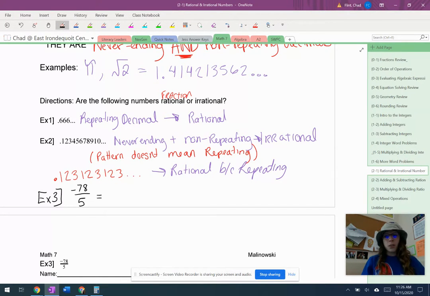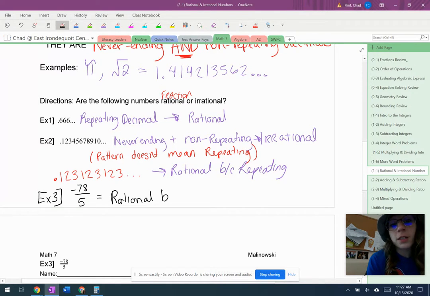Remember, a rational number is a number that can be written as a fraction. Well, -78 over 5 is a fraction. So it's definitely rational because it's already a fraction.